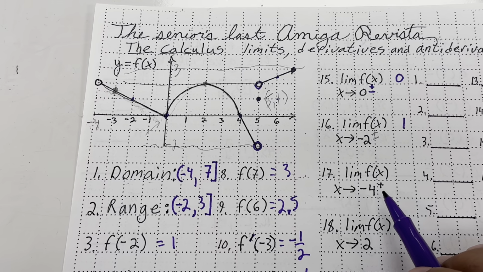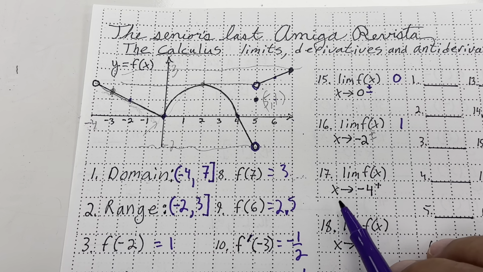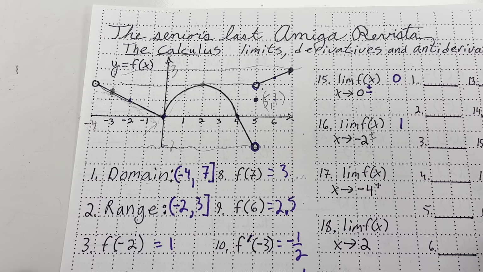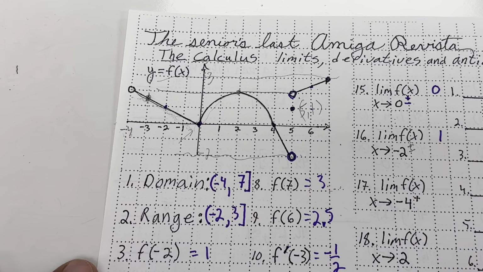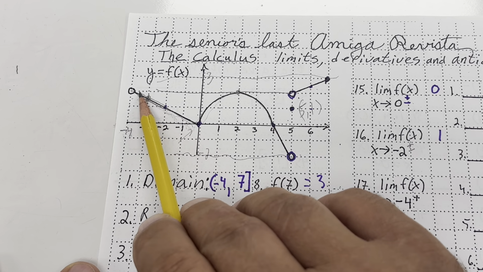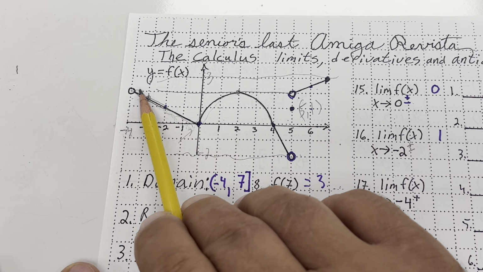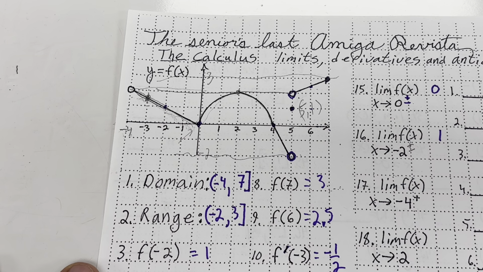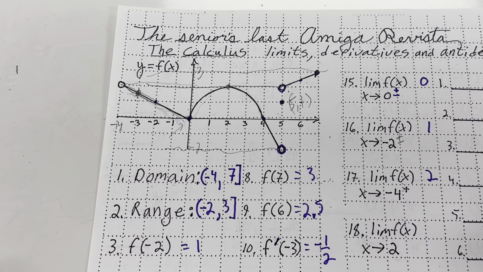This is a right-handed limit. The limit as x approaches -4 from the right. So as I get closer and closer to this x value -4 from the right, I get closer and closer to the y value of 2. It's called a right-sided limit.